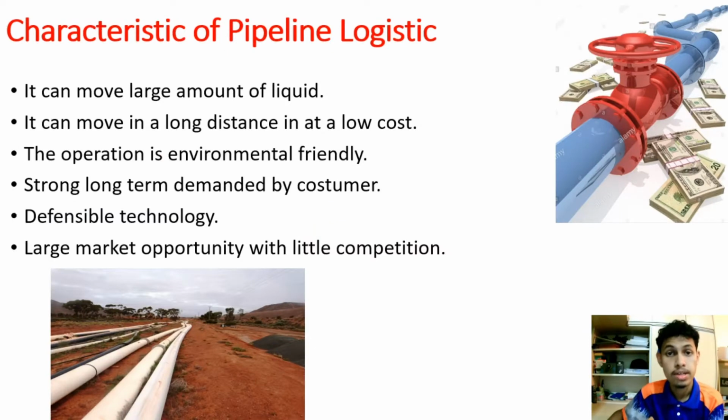So the next part here is the characteristics of pipeline logistics. Firstly, it can move a large amount of liquid. It can move over a long distance and also at a low cost. The operation is environmentally friendly, with strong long-term demand by customers, defensible technology, and also a large market opportunity with little competition. It clearly shows that pipeline logistics gives us a lot of advantages, even for the industry or the user or the customer.